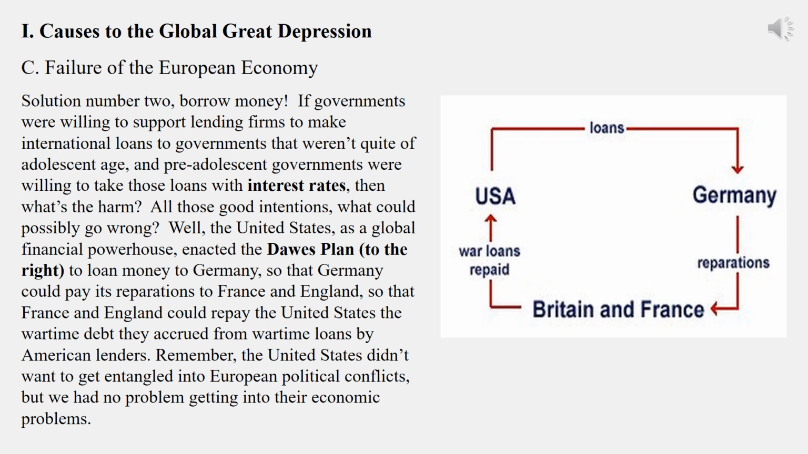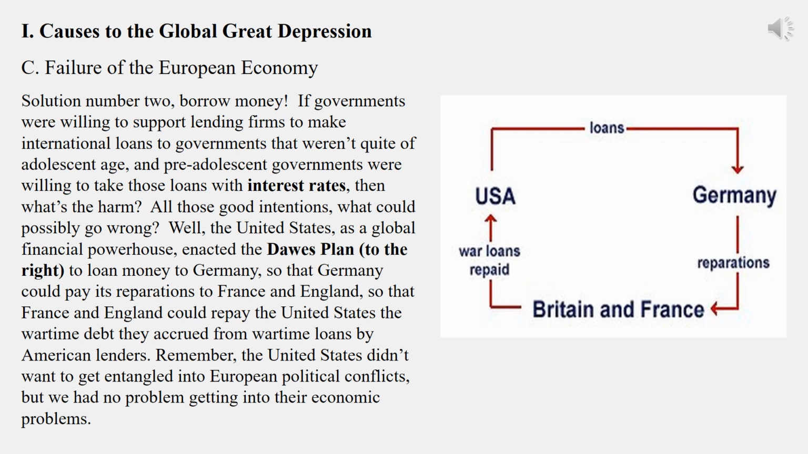Well, the United States, as a global financial powerhouse, enacted the Dawes Plan, which is indicated to the right on this slide, to loan money to Germany so that Germany could pay its reparations to France and England, so that France and England could repay the United States the wartime debt that they had accrued from wartime loans. Remember, the United States didn't want to get entangled into European political conflicts, but it had no problem getting into their economic problems.